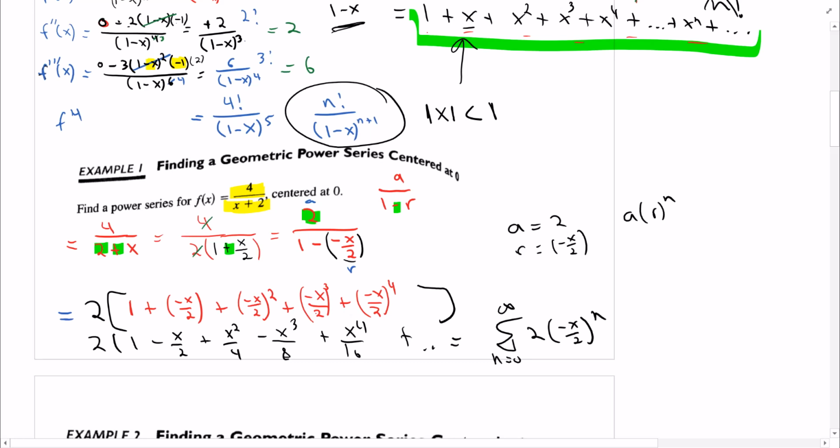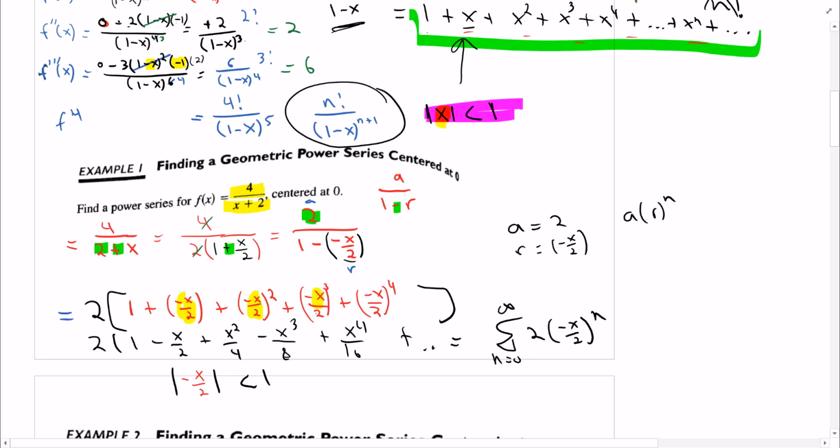So that's that. We also would want to talk about where it converges. Where is this going to converge? We know the original converged when the absolute value of x was less than 1. Well, this one is just like replacing the x with the new thing. So this is going to converge when the absolute value of negative x over 2 is less than 1. That's just the same thing that we replaced all the x's with.